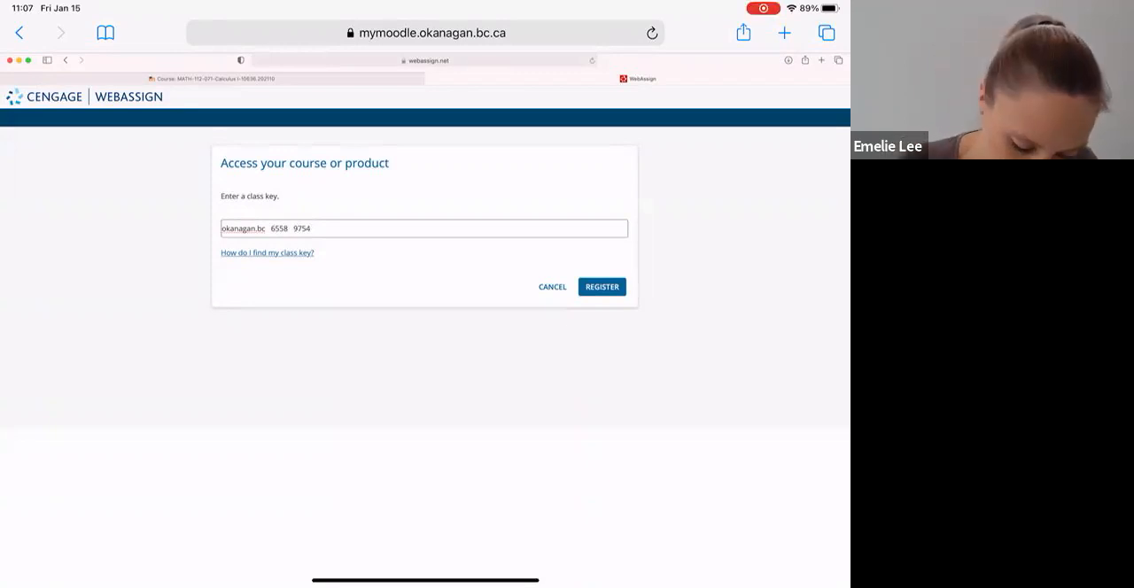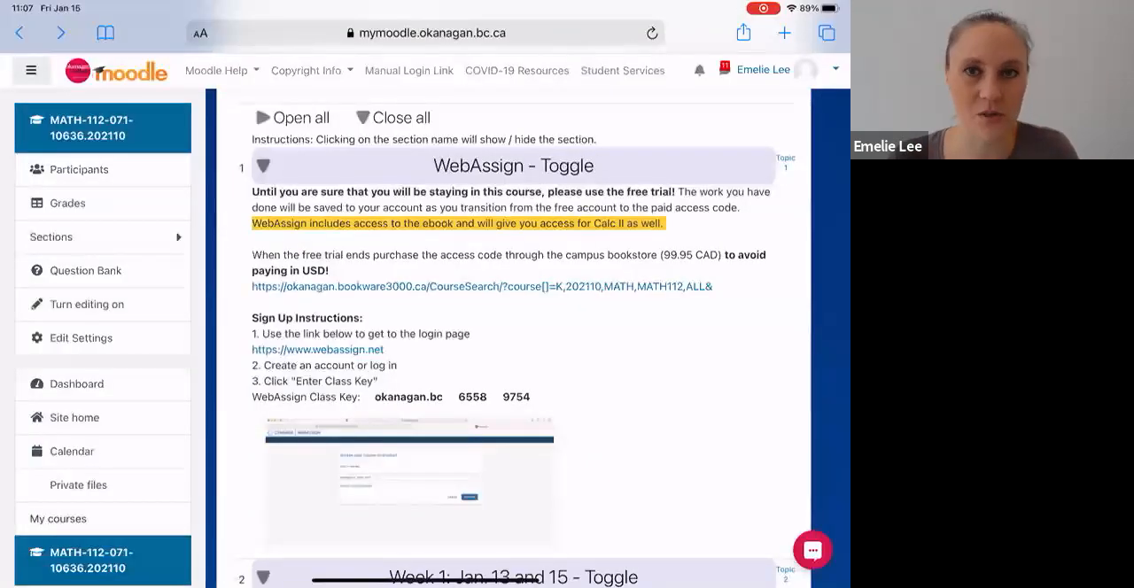So let's see here. Oh, that was a screenshot. I was trying to move back. That doesn't work. So what I'm going to do here is go into our Webassign just to see here, okay? So if you're able to try to log in now, that would be great, but it might be a little bit more time consuming than that, so I'm not sure.